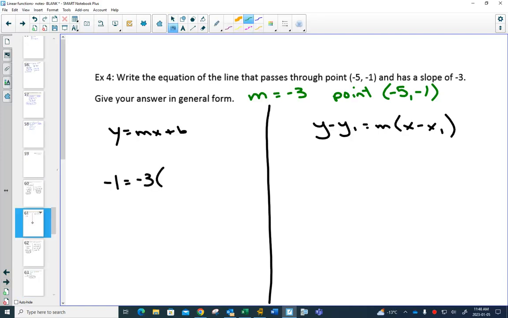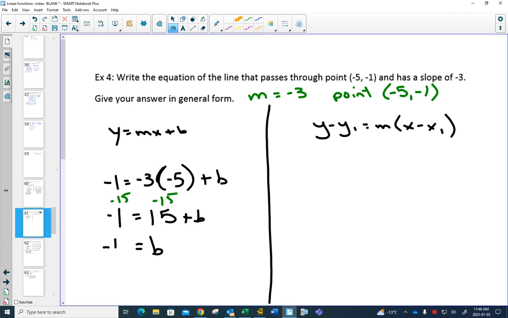So if you are done the first one already, and you did y equals mx plus b form, you would have got negative 1 equals 15 plus b. You would have subtracted 15 on both sides, and got b is equal to negative 16. So your equation would have been y equals negative 3x minus 16.